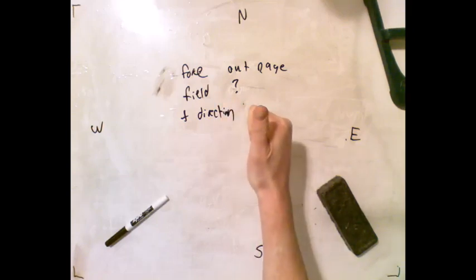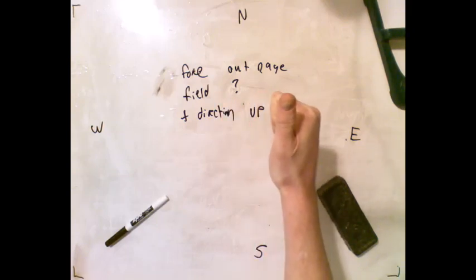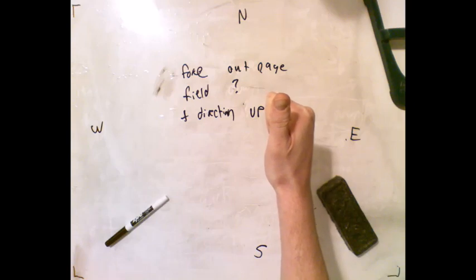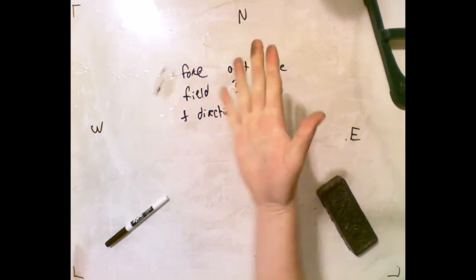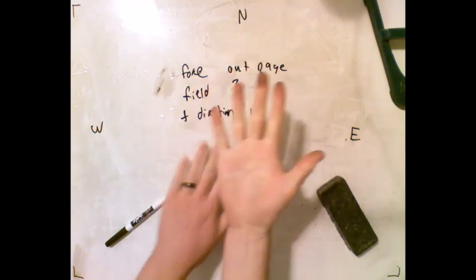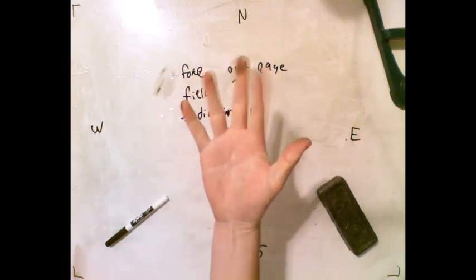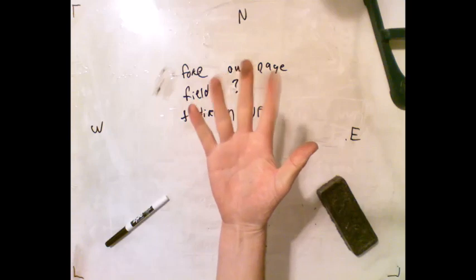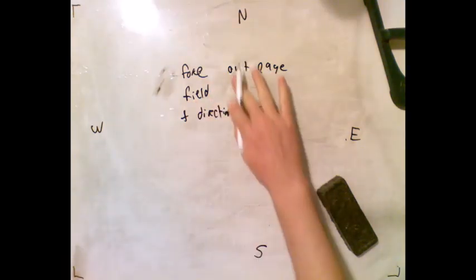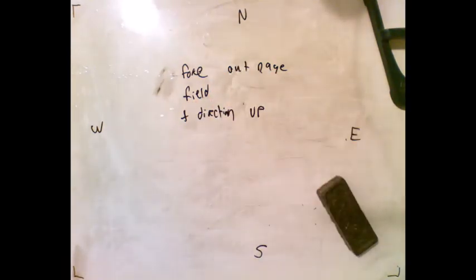My positive direction, my alpha particle direction is up, and my force is going to be out of the page. So the board is my page, so I'm going to be going out of the page. So you can see that my fingers are pointed north, but most of the time, oops, sorry, I did that incorrectly.